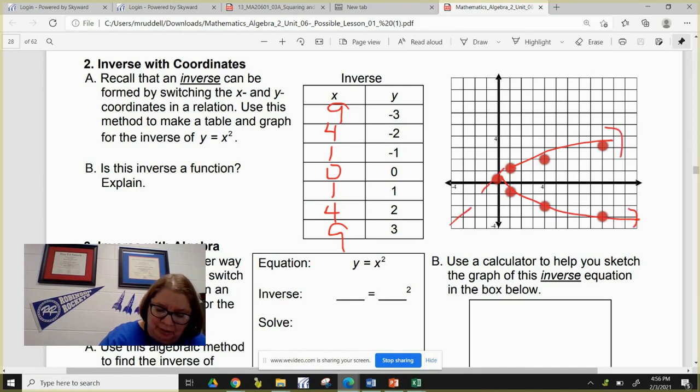You remember we talked about that an inverse, a function and its inverse are reflected over the line y equals x. So this is number 1, and this red one is this problem number 2.